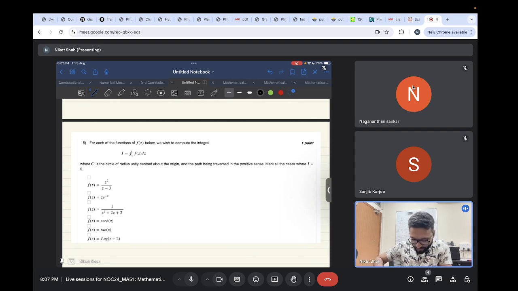So there are many different subparts here. You have to mark all the cases where the integral value is 0. Okay, so how do you do that? Again, as simple as that, we have to just check where the pole lies. Firstly, before that, you have to check whether the numerator f of z is analytic or not. If it's not analytic, then doing any of this does not make sense. First, you have to check whether the numerator is analytic or not.